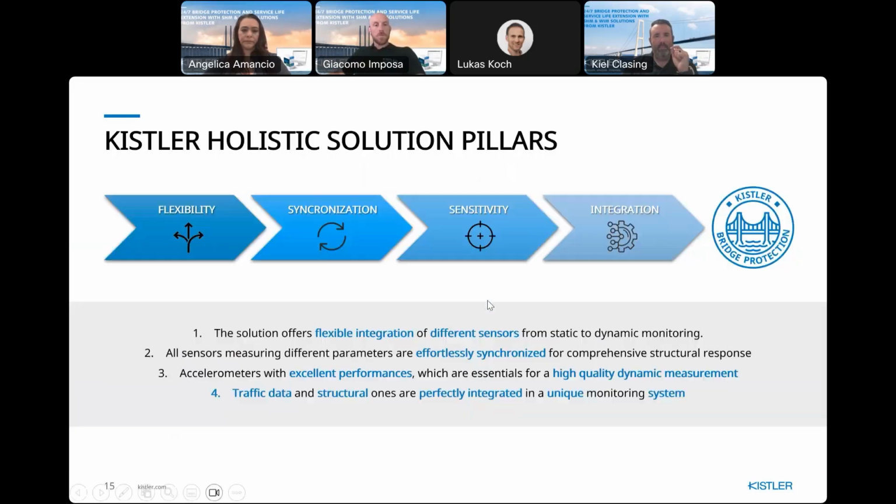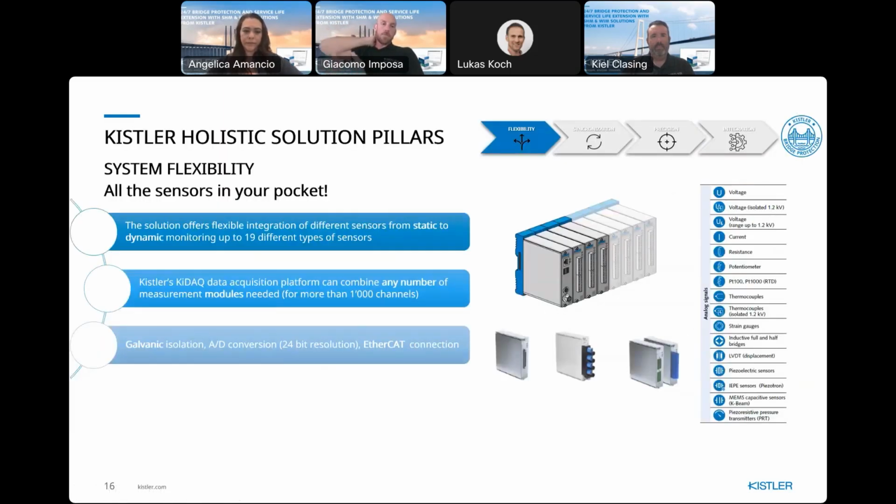You can go forward. To explain what our solution is based on, I will try to define in this short time our four main pillars. Basically we have flexibility, synchronization, sensitivity, and integration. Starting from flexibility, you can go forward. All our sensors are in our pocket.